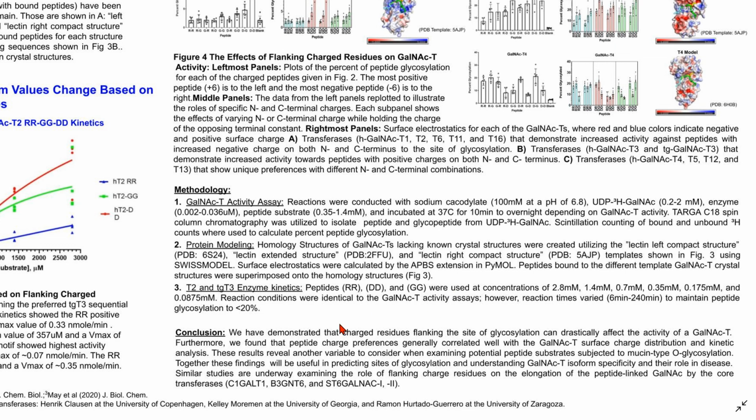Future experiments are underway to see how flanking charge residues affect the continued Mucin-Type O-Glycosylation of adding additional sugars to GalNAc residues with the analysis of these transferases, such as Core1, the Core3, and the ST6 GalNAc 1 and 2 transferases.